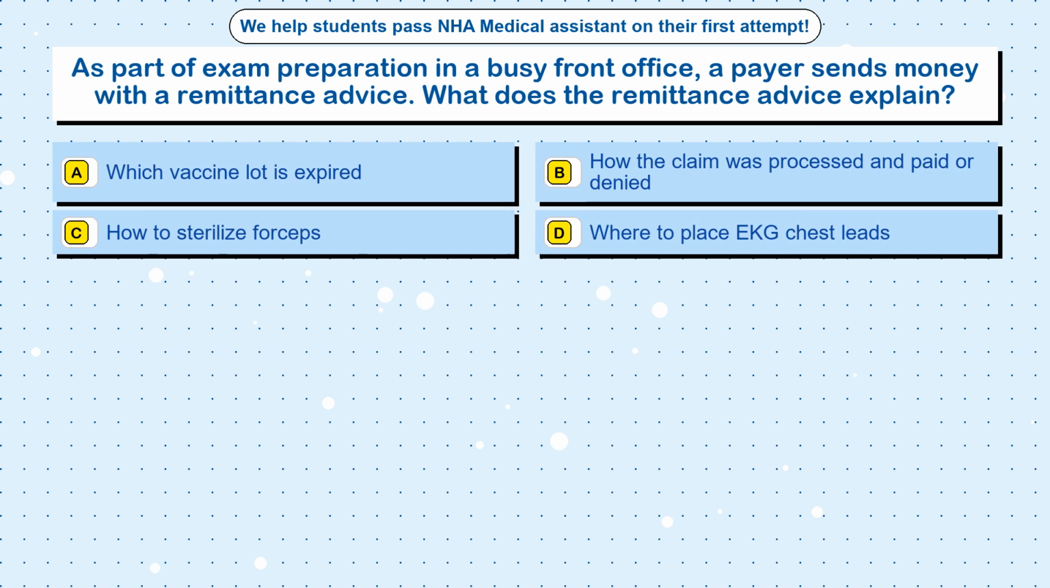As part of exam preparation in a busy front office, a payer sends money with a remittance advice. What does the remittance advice explain? Option A, which vaccine lot is expired. Option B, how the claim was processed and paid or denied. Option C, how to sterilize forceps. Option D, where to place EKG chest leads.